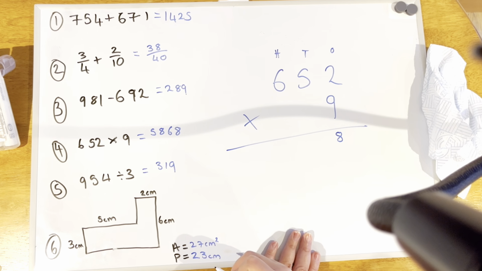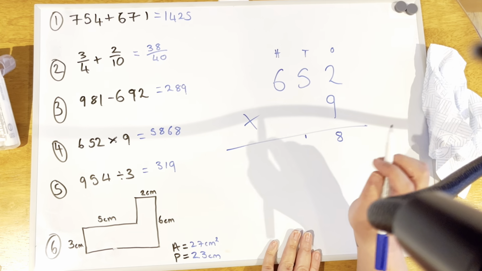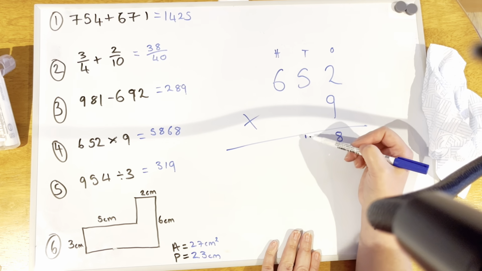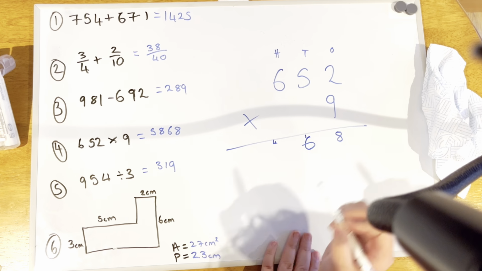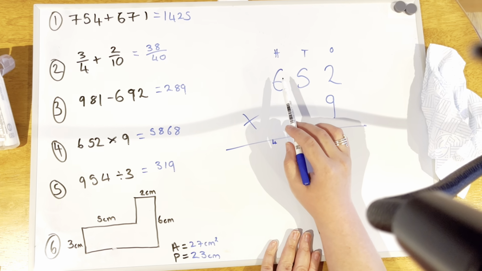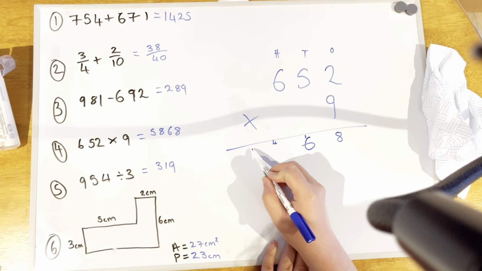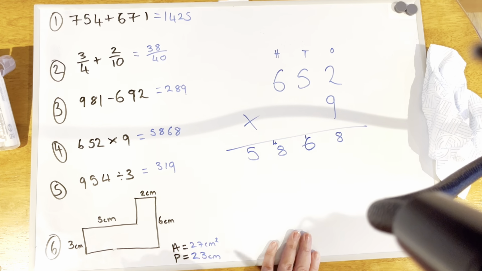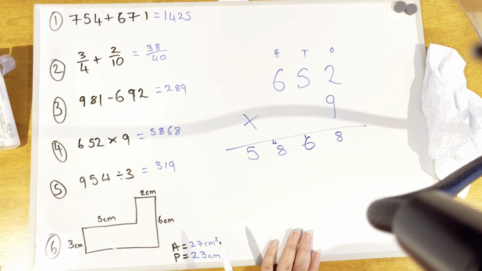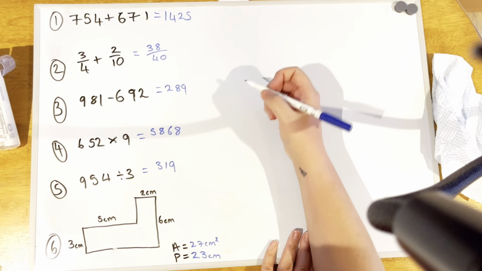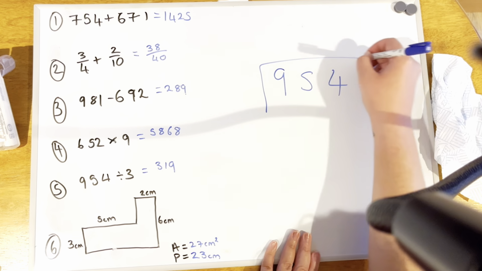We put our 8 there, carry our 10 over. 9 times 5 is 45. Add our 10 on is 46. Carry our 4 over. 9 times 6 is 54. Plus our 4 there is 58. So our answer is 5,868.